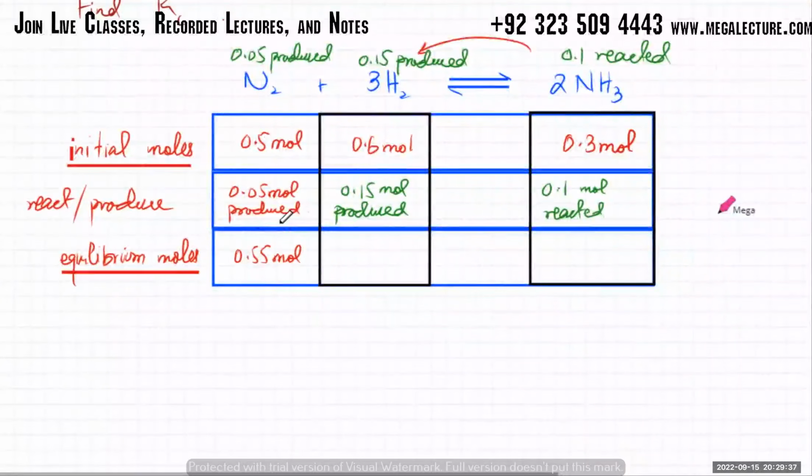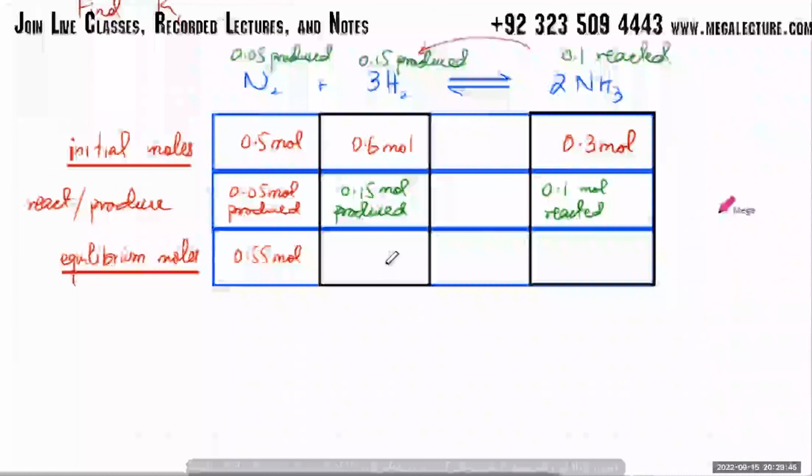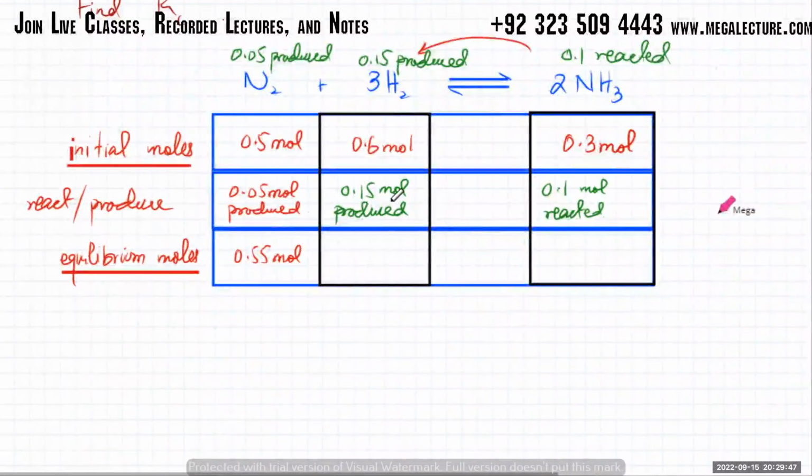For this one, they had given it themselves, 0.55. You added initially 0.6 moles. 0.15 moles extra got produced. So how many total moles do you have at equilibrium now? That's going to be the sum of the two. Initially the container had 0.6. 0.15 extra got produced. So now you've got what? 0.75 moles? Is that correct?